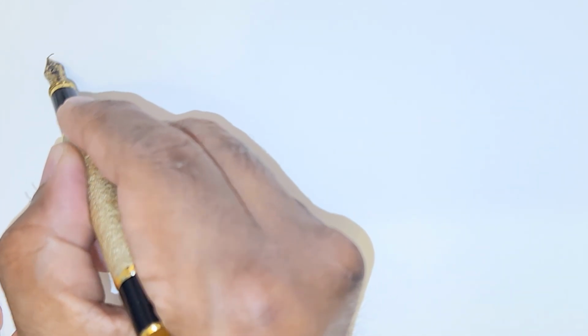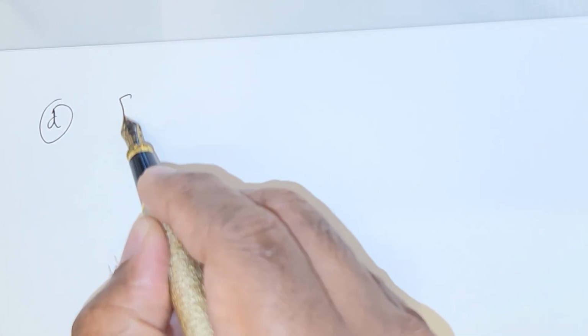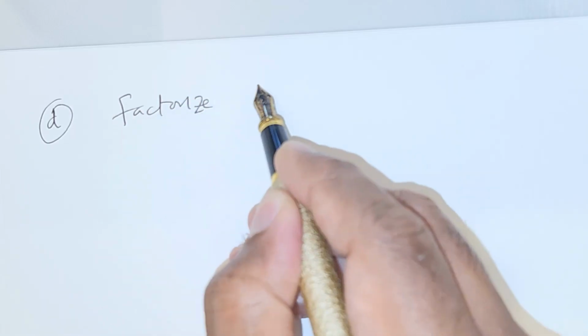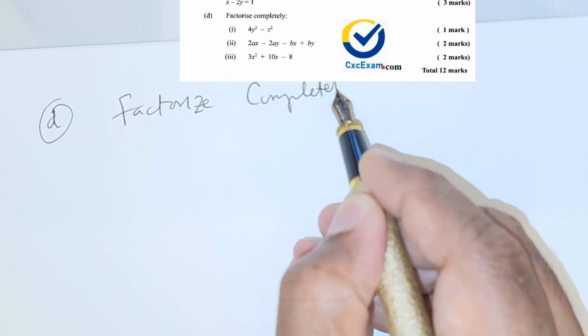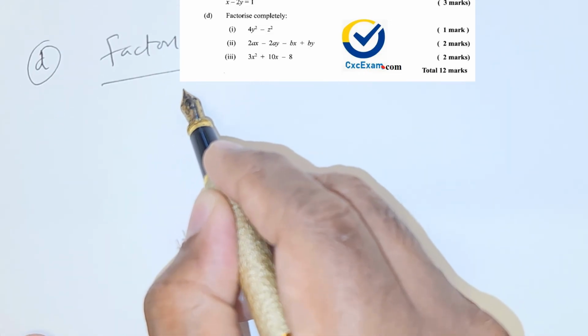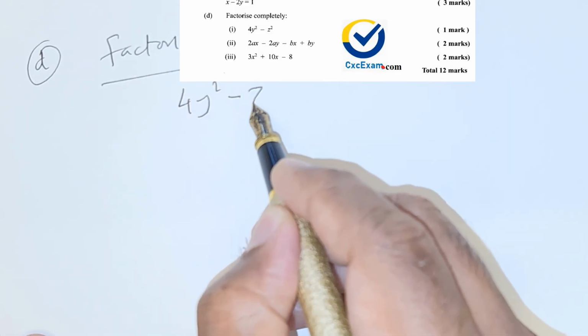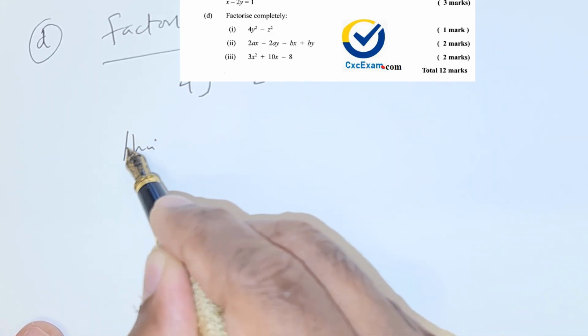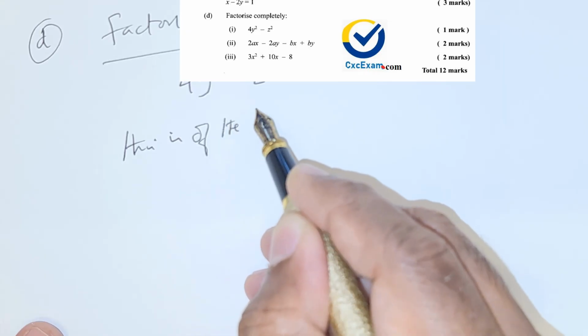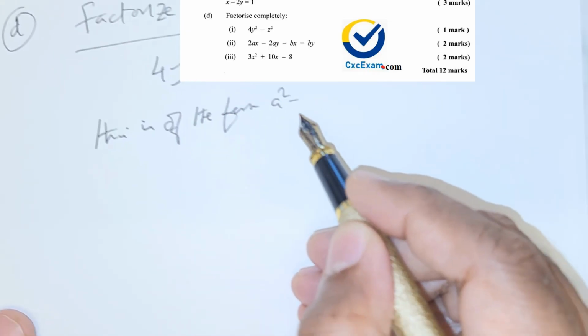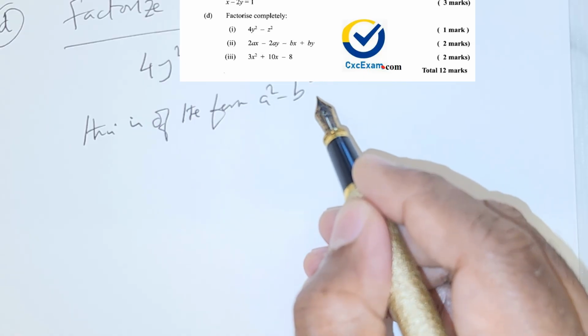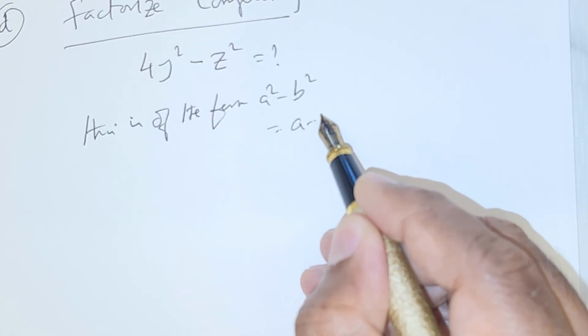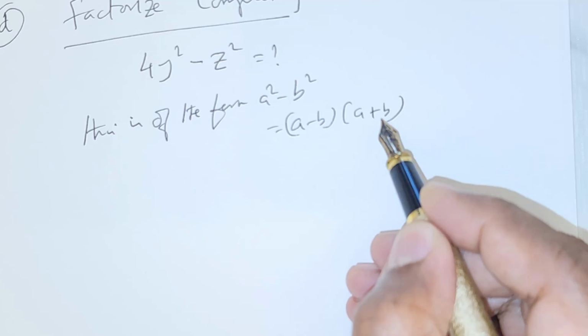So the next part is part D. They are asking us to factorize completely 4y² - z². Now this is of the form, what is the form? This is of the form of the most popular formula, a² - b². Now this is a formula which is (a - b) multiplied with (a + b).